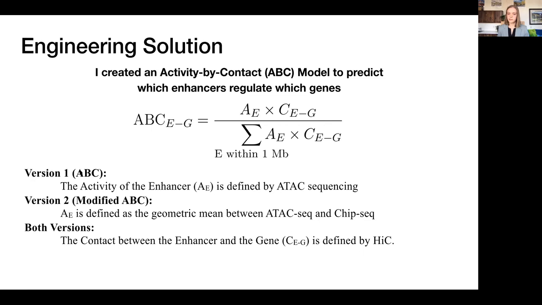The reason I didn't create an ABC model with only ChIP sequencing is because the end goal was to apply it to these leukemia samples, and we didn't have any ChIP sequencing data for that. So we really wanted to know, can we just use ATAC sequencing data, or is ChIP sequencing really necessary?